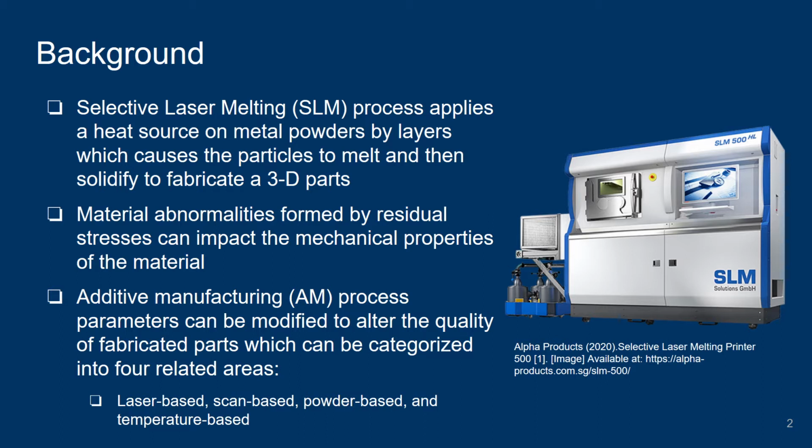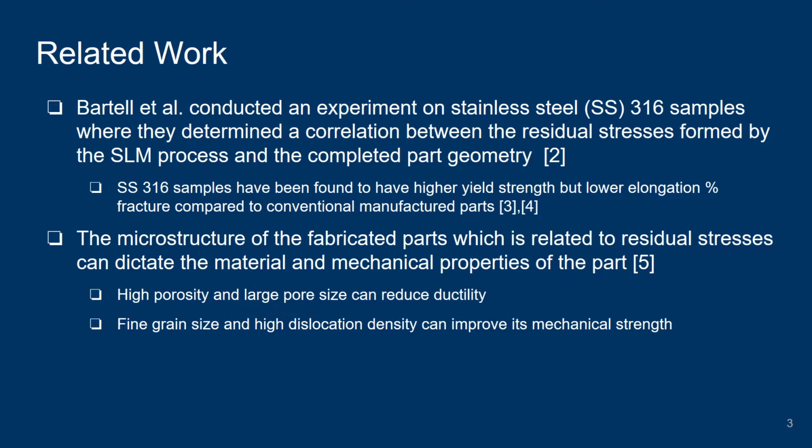The process parameters can be categorized into four main areas: laser, scan, powder, and temperature. A literature review was conducted to gain insight on how parameters can impact the SLM process. Several studies found a strong correlation between the residual stresses formed and the final fabricated part, as the samples had higher yield strength but lower elongation percentage than conventionally manufactured parts.